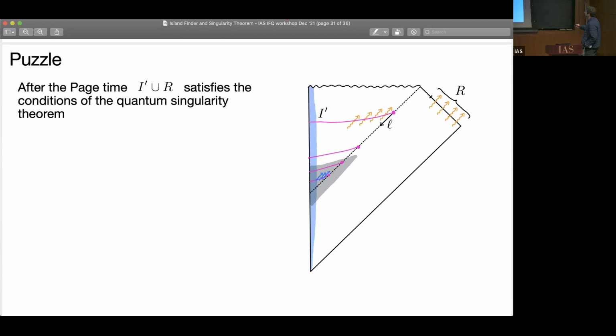One way to see this, for example, is to look at the complement of I union R, which is these slices that start from here and go all the way to these endpoints. And those slices are in some sense getting really highly boosted. So maybe at some point one has to stop assigning generalized entropies. And that's the incompleteness that's being predicted here.